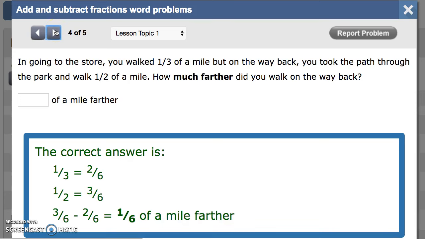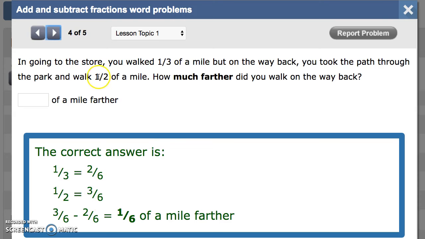Okay, 4/5. In going to the store, you walked 1/3 of a mile, but on the way back, you took a path through the park and walked 1/2 of a mile. How much farther did you walk on the way back? So I have to, first of all, change these into common denominators. I like that they showed you this time. So 1/3 becomes 2/6 and 1/2 is 3/6.